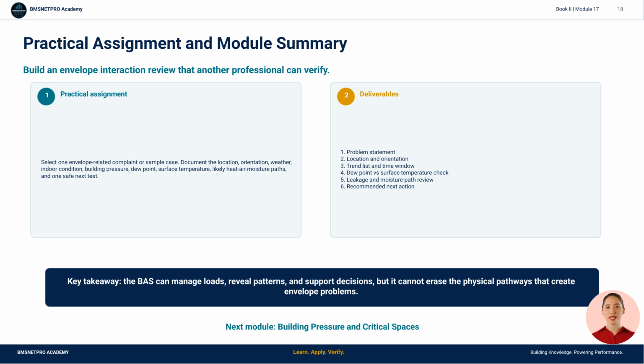The key takeaway is that the BAS can manage loads, reveal patterns, and support decisions, but it cannot erase the physical pathways that create envelope problems. Next, we move to building pressure and critical spaces.